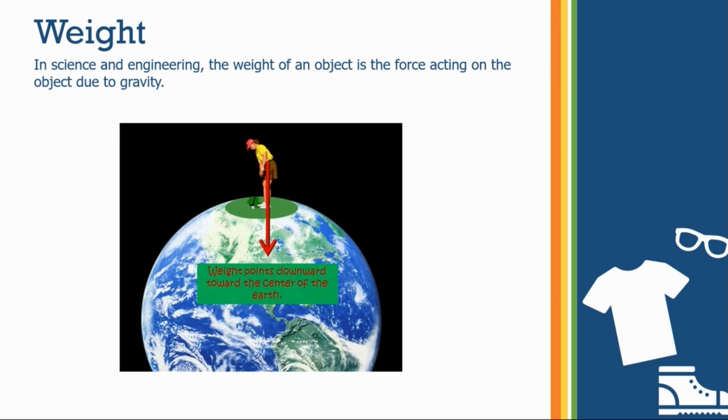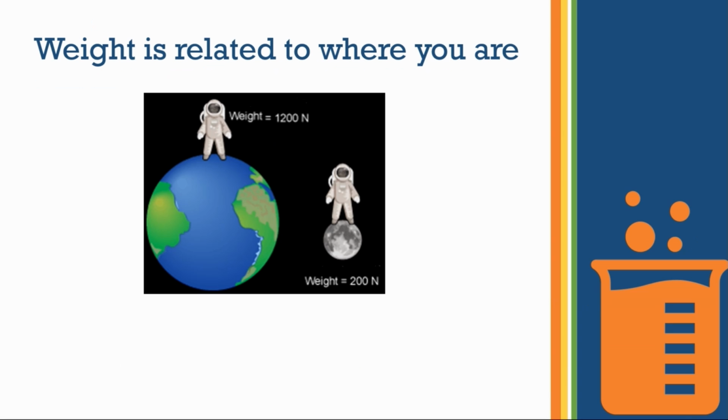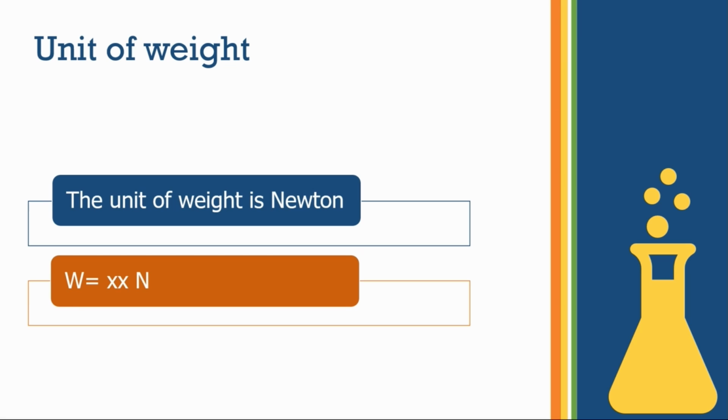The weight, in science or engineering, of an object is the force acting on the object due to gravity. That means if a person has 1200 Newton of weight, and then he goes to the moon, it becomes 200 Newton because the gravity is different. The unit of weight is Newton. So we say weight is something Newton.